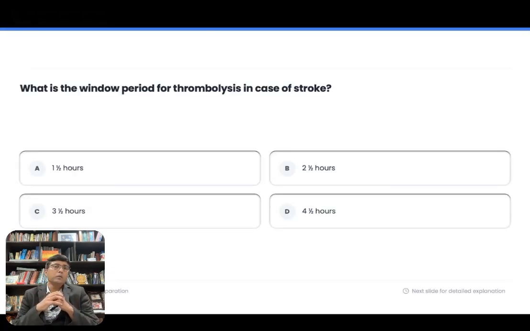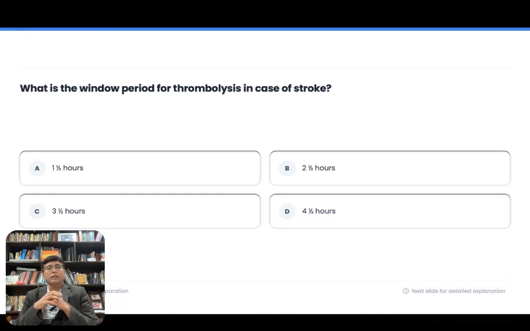What is the window period for thrombolysis in case of stroke? Options are: option A, 1.5 hours; option B, 2.5 hours; option C, 3.5 hours; and option D, 4.5 hours. So the correct option is option D, that is 4.5 hours.